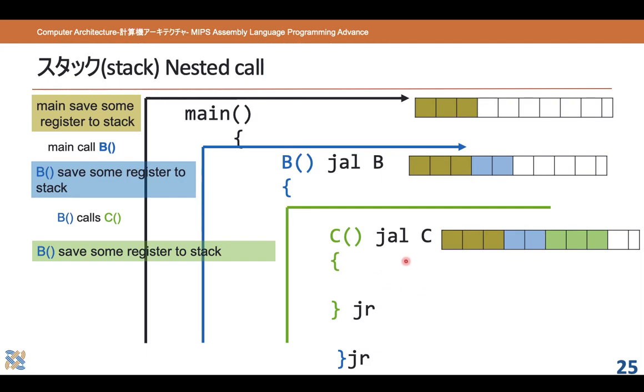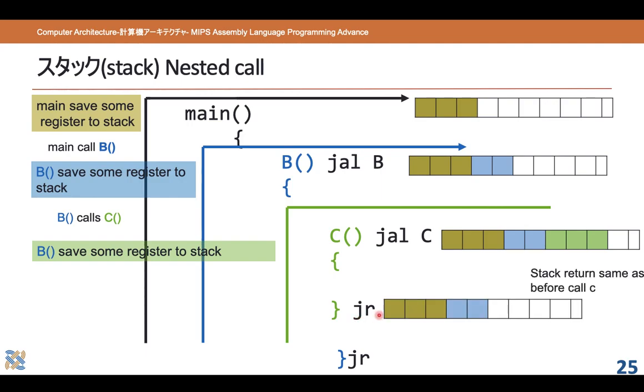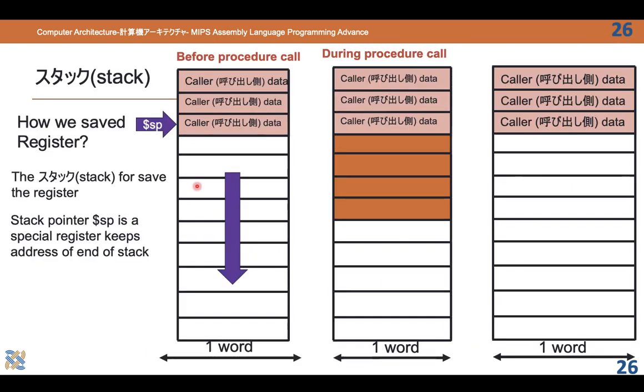So once C finishes, it needs to jump to B. It must be restored like this. So the stack returns to B, because when it jumps to B, it goes to the same position as when it was called from the main function. So this is the way a stack handles nested function calls.